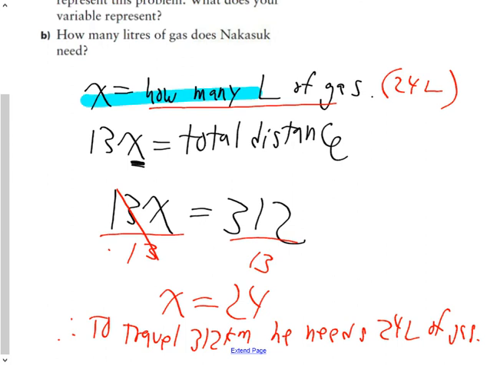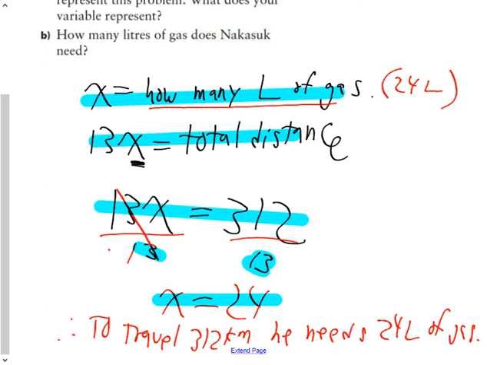Just to be clear, step 1, define your variable. Create another algebraic expression based on that to see if you can use it. Create an equation. Solve the equation using opposite operation. And write a sentence to make sure you understand what you solved.